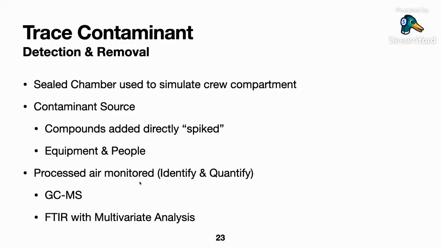Then the processed air was monitored to identify and quantify what trace contaminants were present. We used the gas chromatograph, mass spectrometer again, but my part was this one, using a Fourier transform infrared spectrometer to identify that. Now, for you chemists out there, you are probably seeing there's an issue here because we're taking a mixture and we're performing infrared spectroscopy and we're identifying and quantifying what's there. Well, that doesn't work normally. But by adding this multivariate analysis software, we are able to separate what is in that mixture and identify and quantify what it is. And this worked amazingly well. I had never seen it prior to this. And I thought that was really an amazing piece of software to be able to do that.